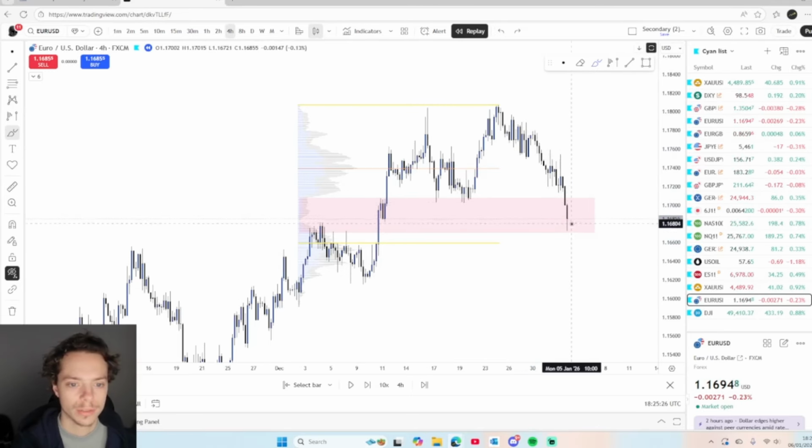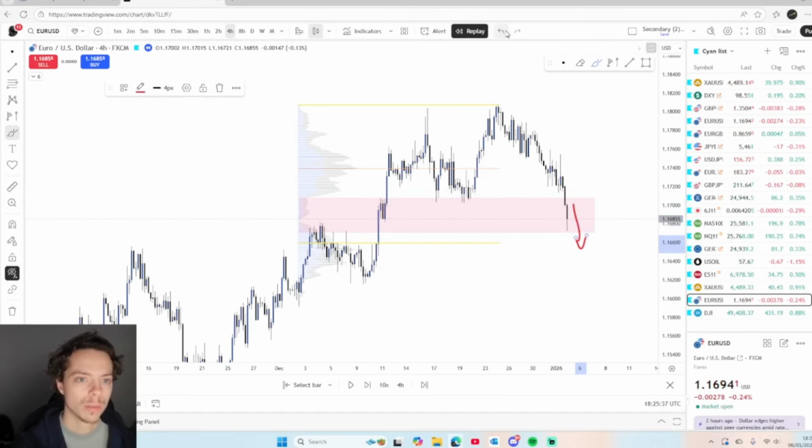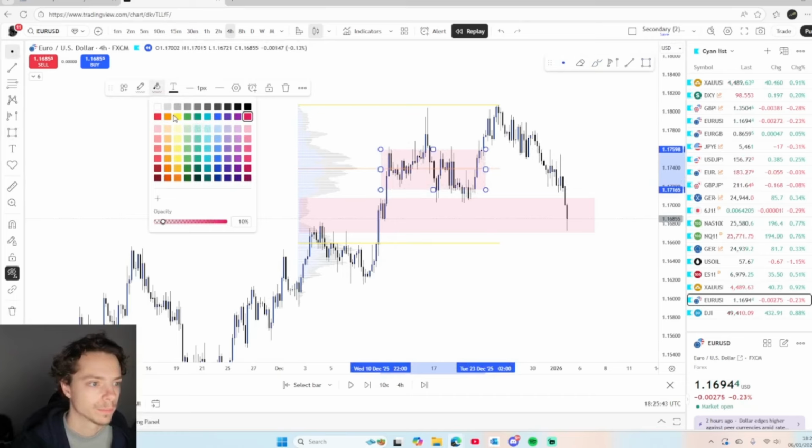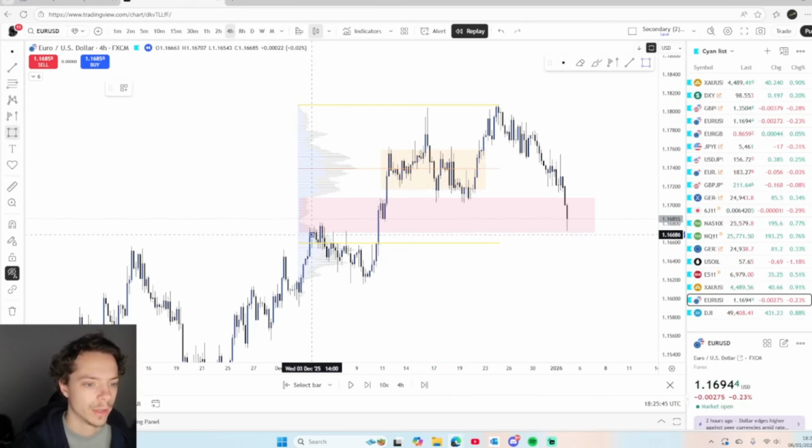I can't really see us potentially chopping up and down, and therefore looking for your typical Asia liquidity move up to this candle's high, or anything like that. I'm looking for price to trade through this. The reason I'm looking for price to trade through this is because we've got our two high volume areas. We've got this area here, and we've got this area here.